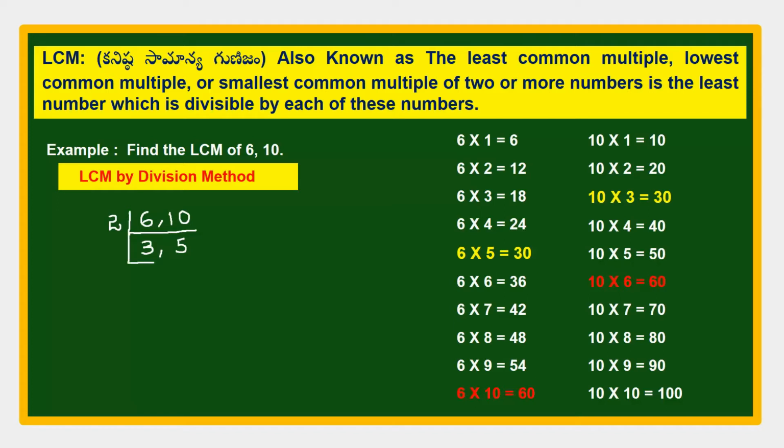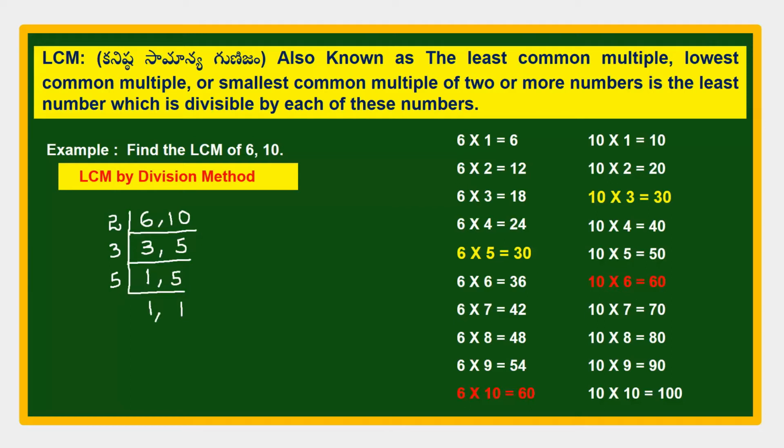So next prime number 3. 3 will be divisible by 3. So 3 1 is 3, 1 is the quotient. And we mention 5 as it is. And again 1 we write as it is. 5 1 is 5. So now we have to multiply all the divisors and remaining prime numbers if any. So here we didn't get any prime numbers, we got remainders 1 and 1.